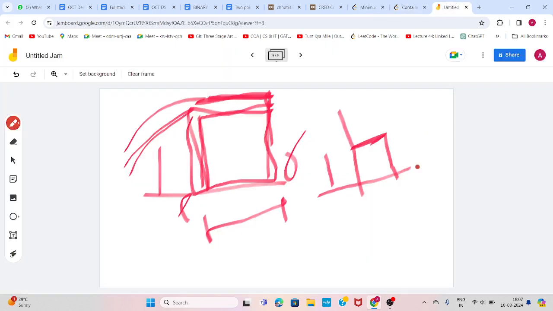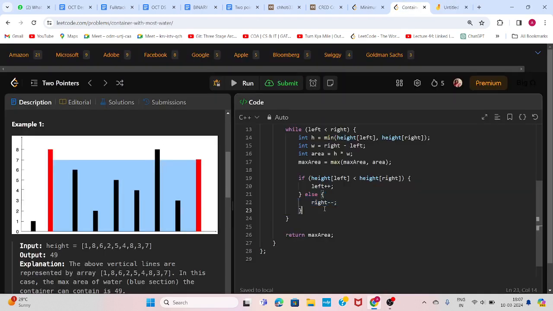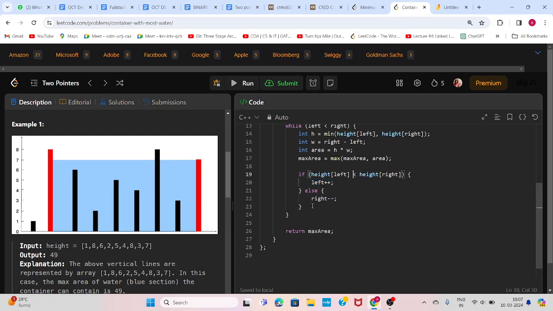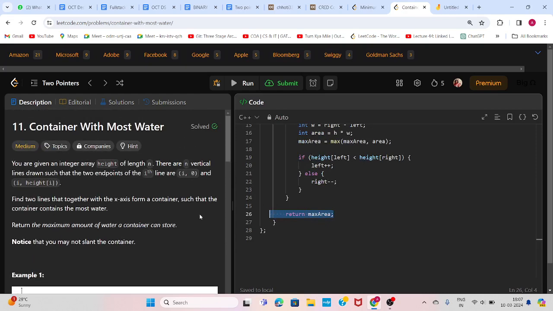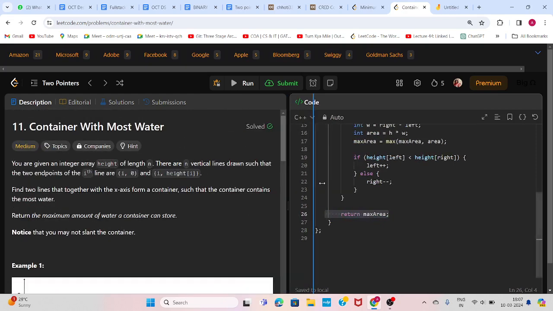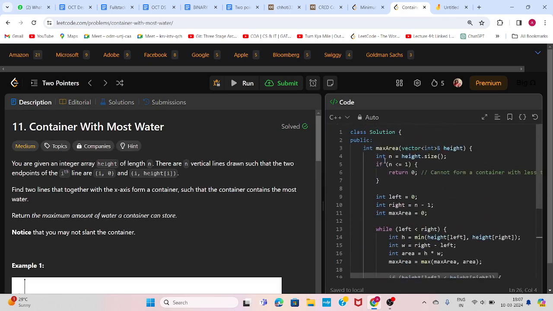So we will move the right pointer to get the maximum answer, because if the height is more, we will get a larger area. That's why we are moving the right pointer. In this way, to find the largest answer, we move just the left pointer if it is smaller, and otherwise the right pointer, and then return the maximum as the answer. So as a simple thing, we can solve this with the help of two pointers.